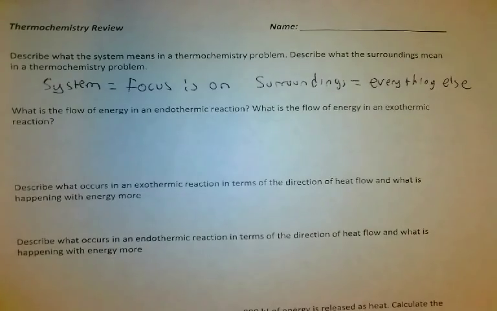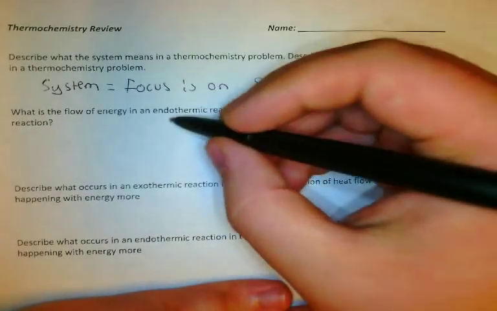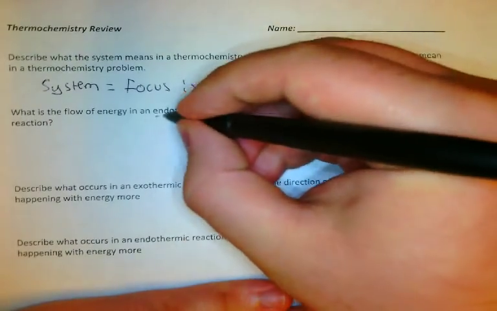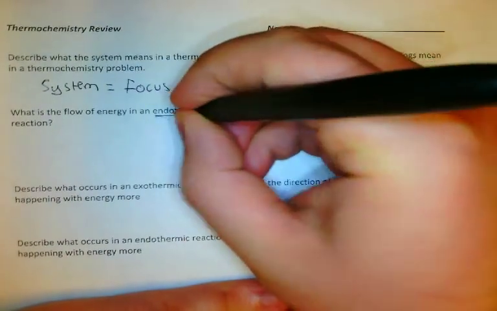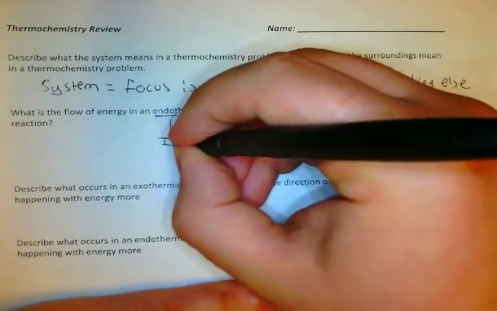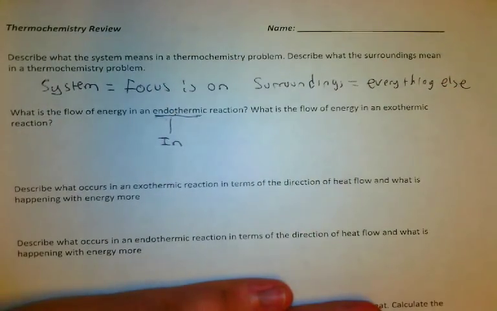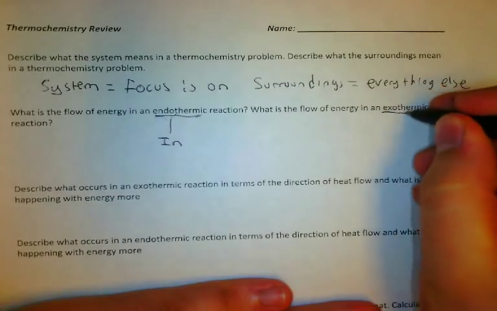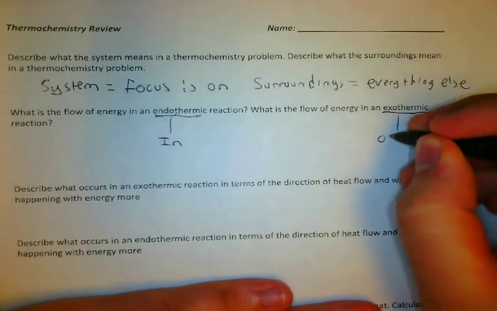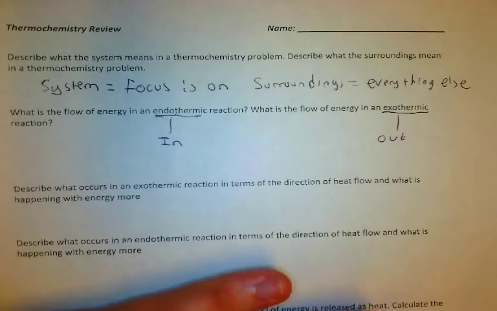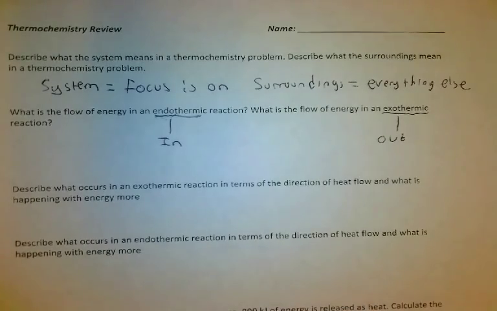So, for number 2, it says, what is the flow of energy in an endothermic reaction? What is the flow of energy in an exothermic reaction? So, endo kind of gives it away. Endo sounds like in a little bit. So for endothermic, it is in. So there's more energy going in. And exothermic kind of sounds like exit. There's more energy going out or released by the reaction.